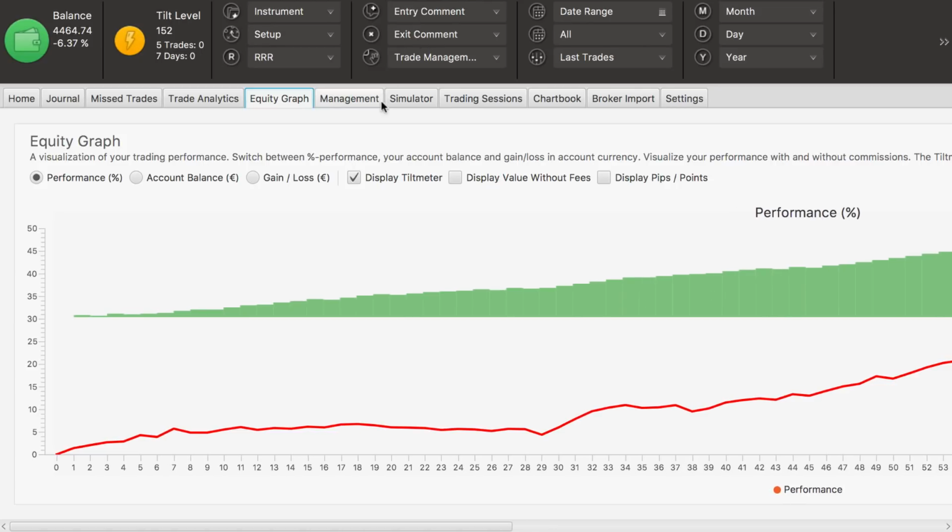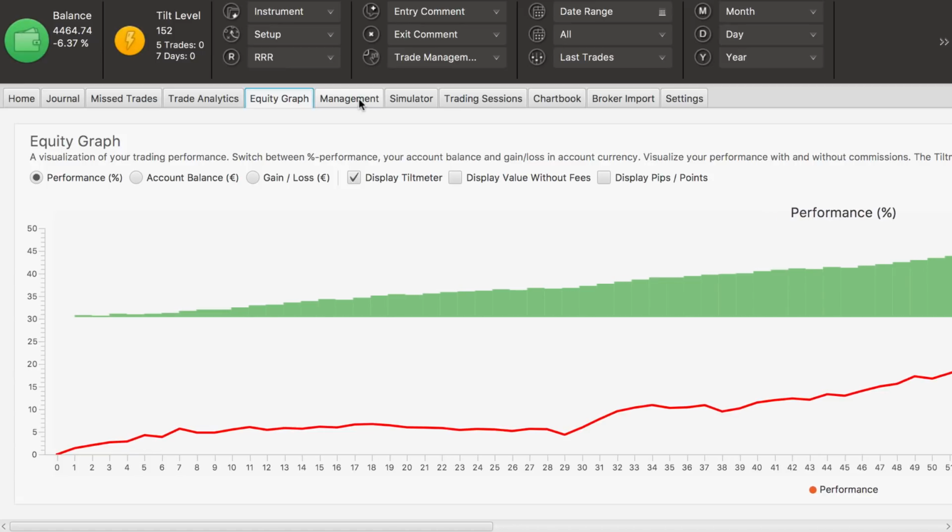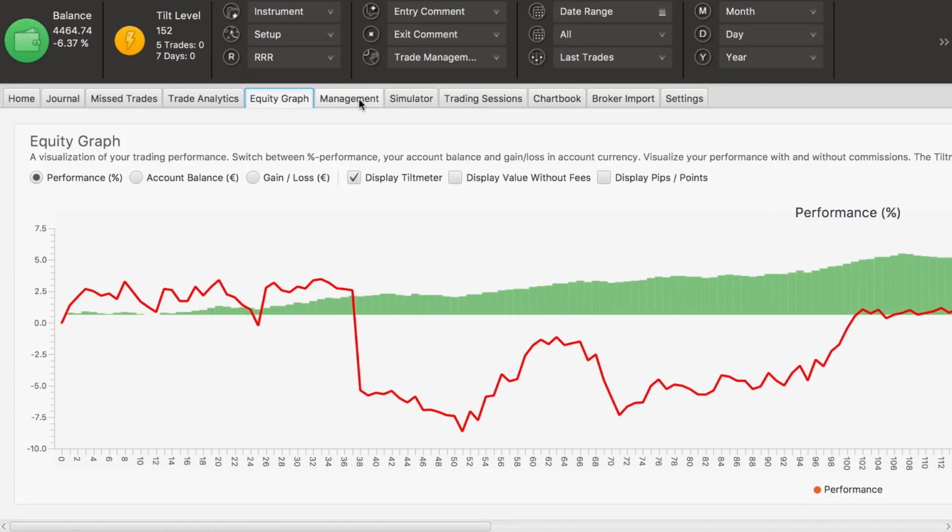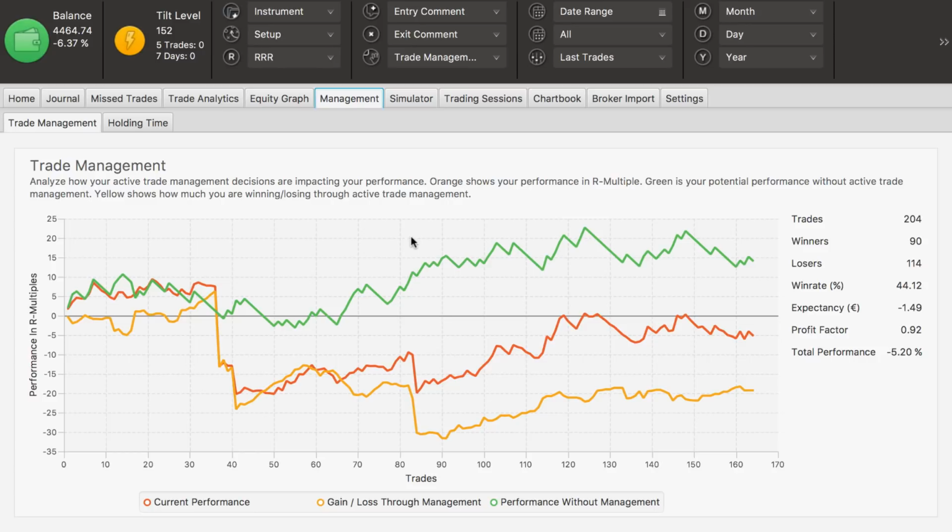So again, I hope this is really a big eye-opener for the trader who sent it to us, and that he can approach his trading on a more confident level and really see that, okay, he is not that far away from profitable trading if he can get his act together. Let's move on to the trade management graph. Some very important observations can be made here as well.